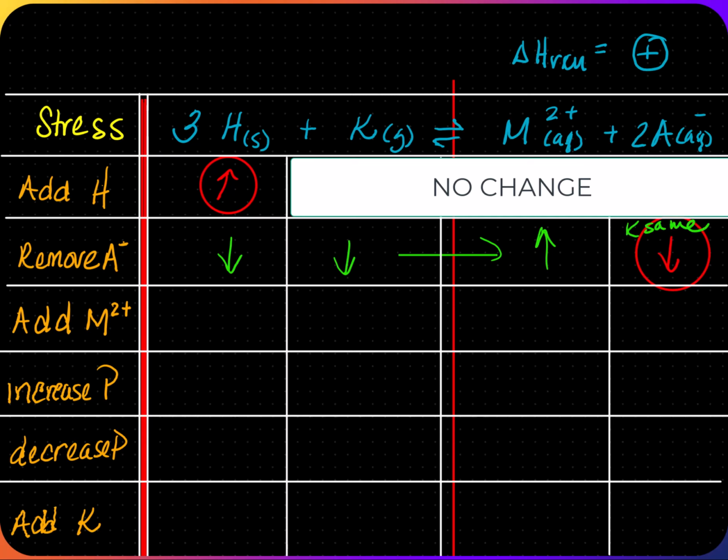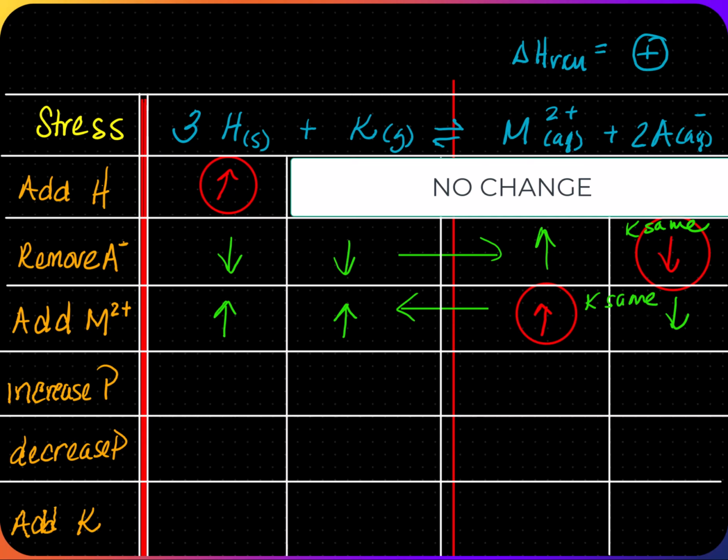No change. If I add M2 plus, this is going to increase. To relieve the stress, I must go towards the opposite side. So this is going to shift towards the reactant side. So my reactants are going to increase and my products are going to decrease. My K will still stay the same.